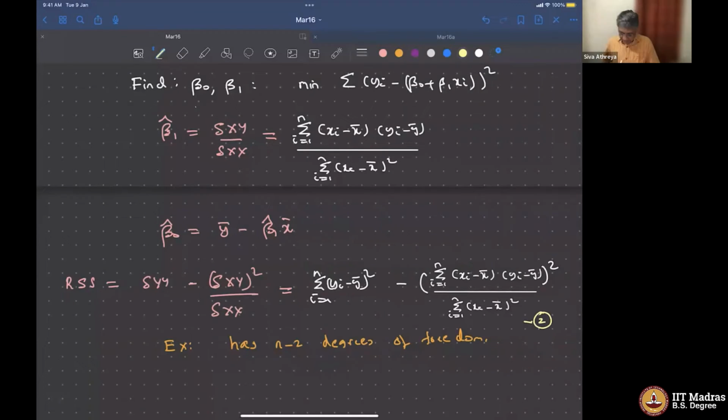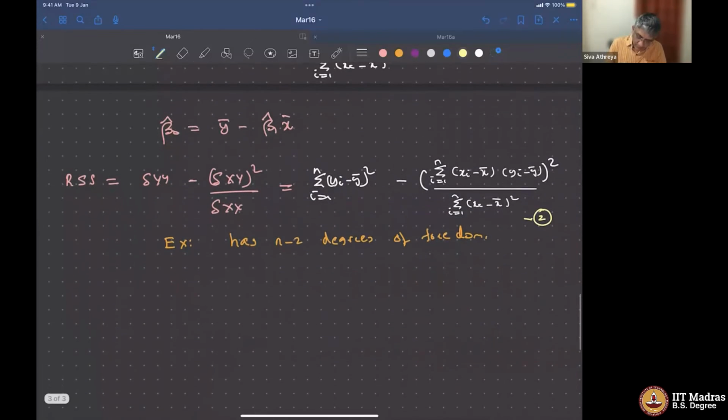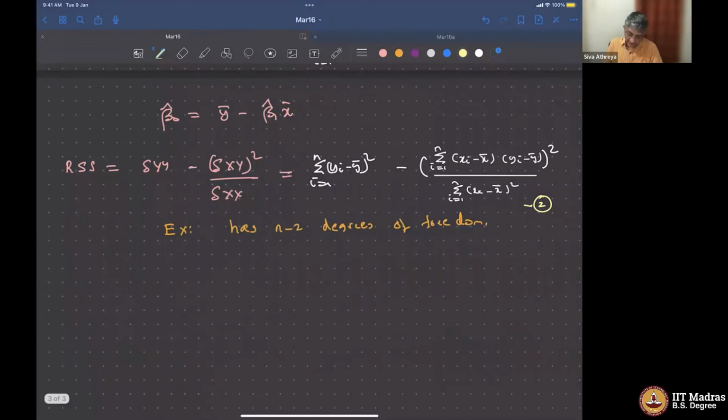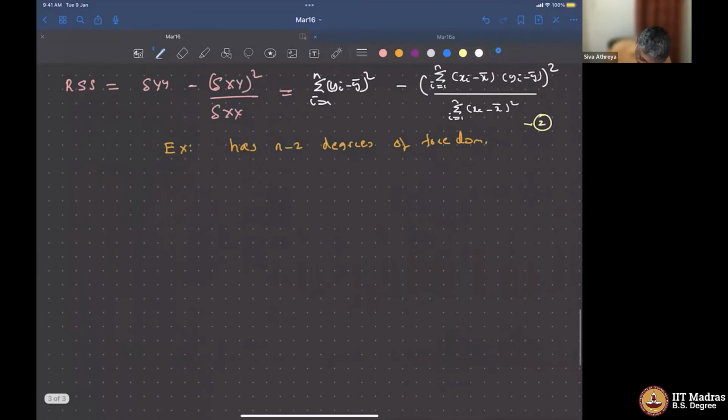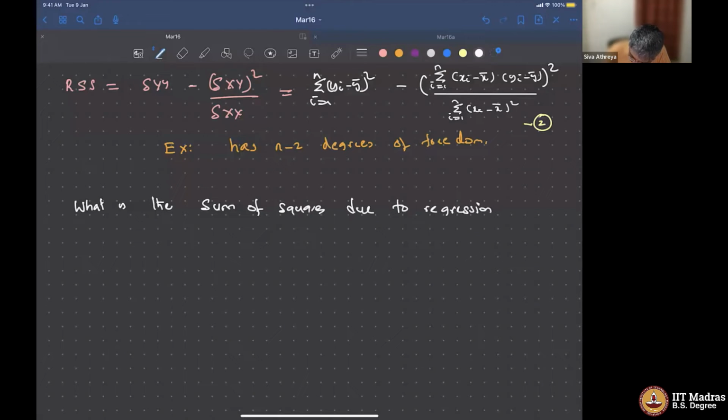So one way to understand this is: what is the sum of squares due to regression? In some sense, let's write this down properly. What is the sum of squares due to regression, or let's call it model A versus 0, right?